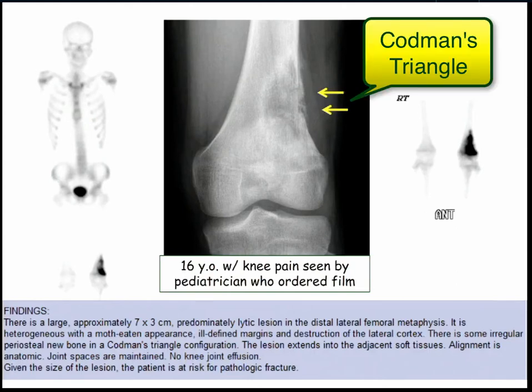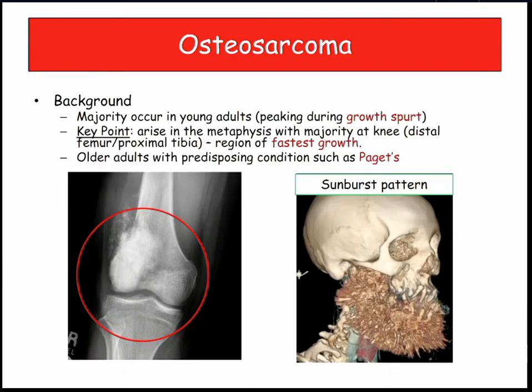Here's the kid's bone scan lighting up at the metaphysis, and here's kind of a classic description. You don't have to read that there because we'll cover it. Young adults, especially during the growth spike, he was a 16-year-old, occur in the metaphysis, and the reason being is that's where we get the fast bone growth. So the majority, if they're going to give you osteosarcoma, is going to be in the knee.